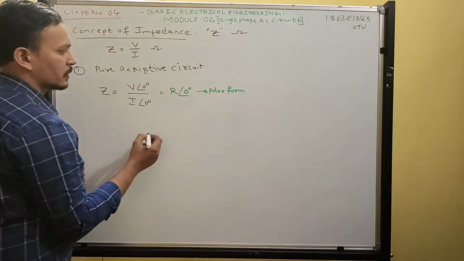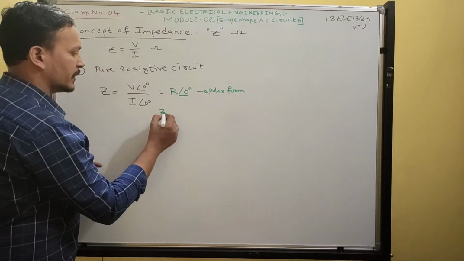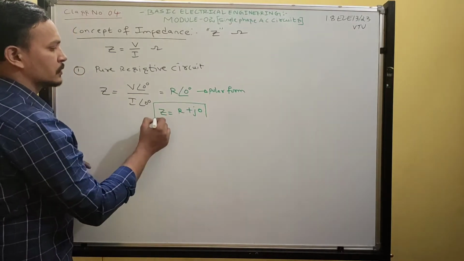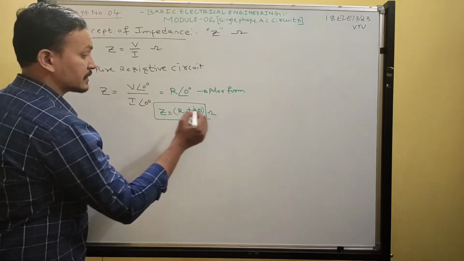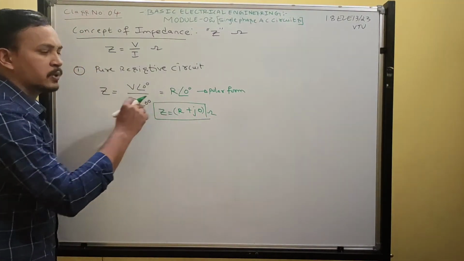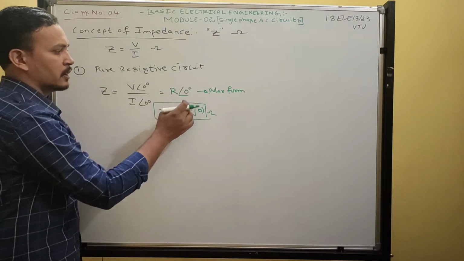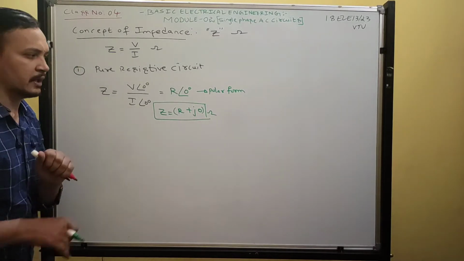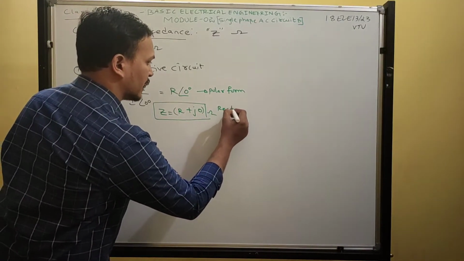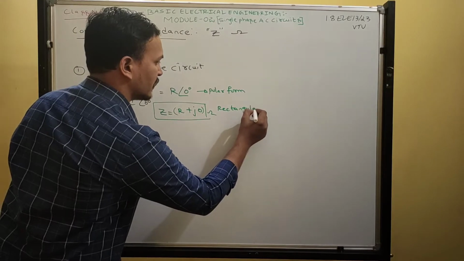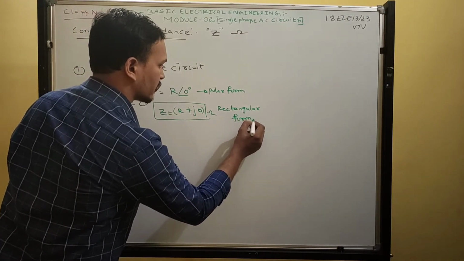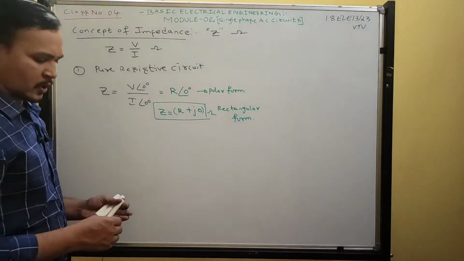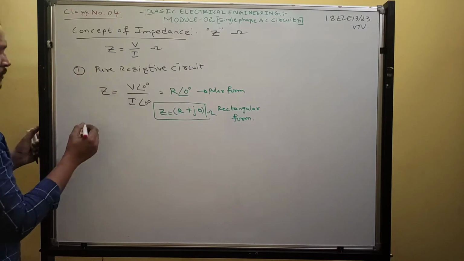Now in rectangular form, impedance can be written as R plus J0. So impedance for a pure resistive circuit is R plus J0. There is no imaginary component in resistance because the angle between voltage and current is 0 degree. You must be very familiar with all this, otherwise it is quite difficult to understand upcoming topics and also the problems that follow. So this is about the pure resistive circuit.